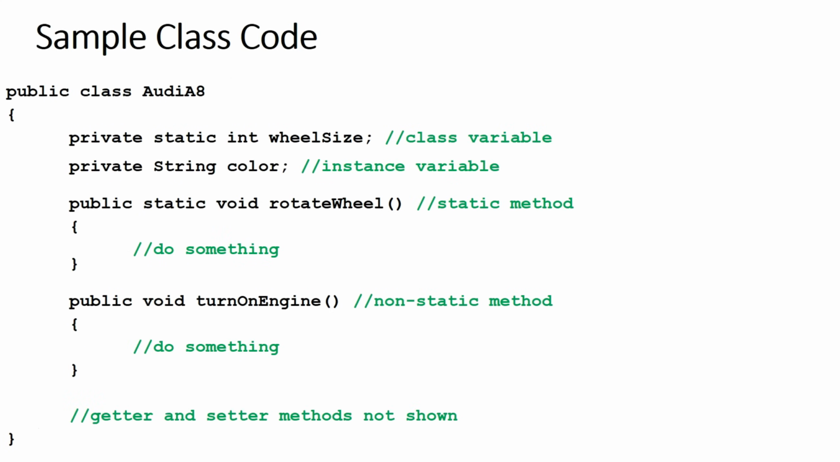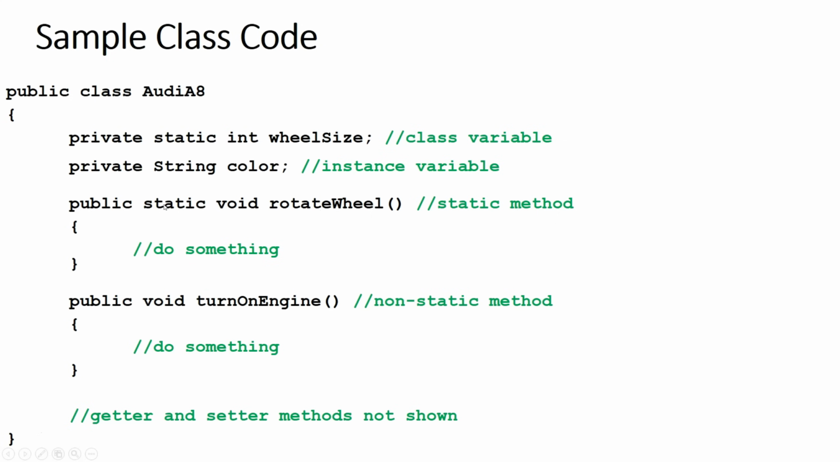Here's some sample class code. So for our class Audi A8, we've got private static int wheel size. This is a class variable. It belongs to the class. This is an instance variable. It belongs to the instance. Private String color. Then we have some methods. I didn't actually put the code inside them to save space. Private static void rotate wheel.